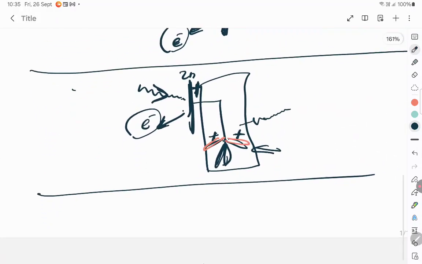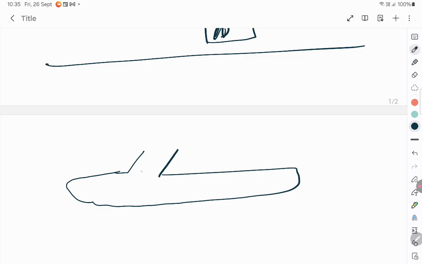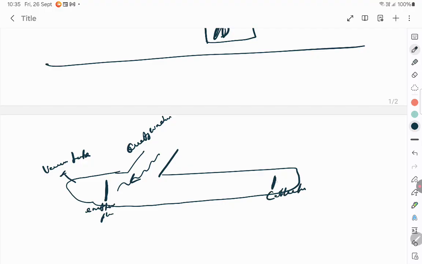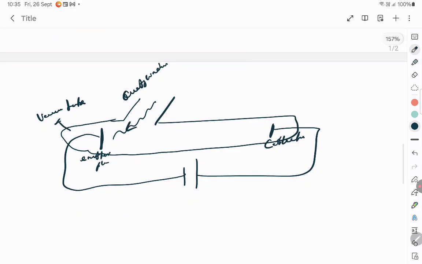The next one is about this experiment, where you take a quartz window in which there's an emitter plate and a collector plate. You allow electromagnetic radiation to fall on the emitter plate through the quartz window. So you have a quartz window, and this is a vacuum tube. In the vacuum tube, you have an emitter plate and a collector plate. Then you connect the emitter to a negative terminal, collector to a positive terminal. What happens is, when the electromagnetic radiation is allowed to fall on the emitter plate, the electrons get ejected.